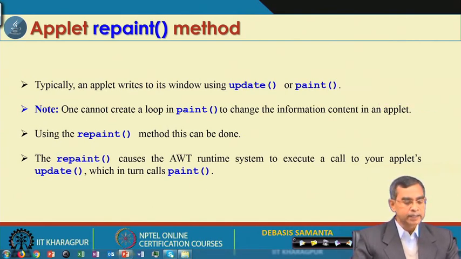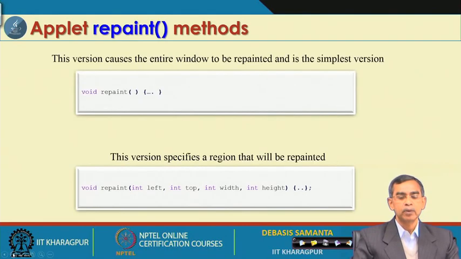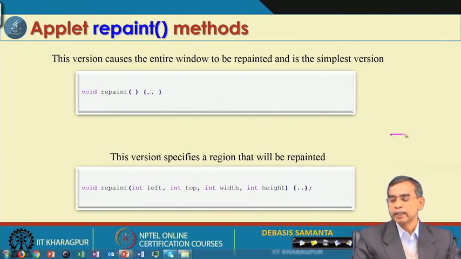Now, I can give an example so that we can understand how the update and repaint methods work. There is a very interesting program called the banner example. Before going to this, repaint has three different constructors. One is without any arguments, and another specifies the portion: left, top, width and height. That means this amount of area is what we want to repaint.